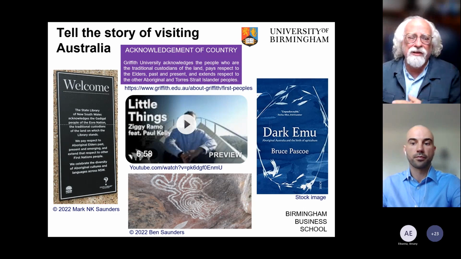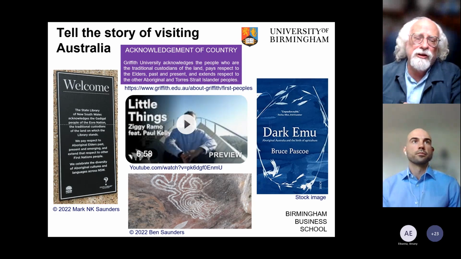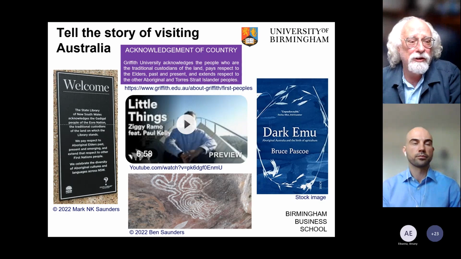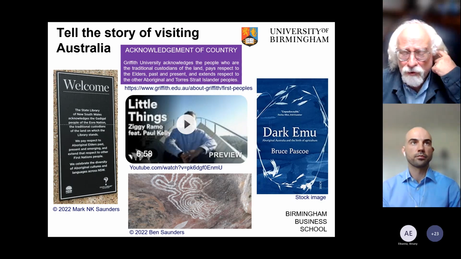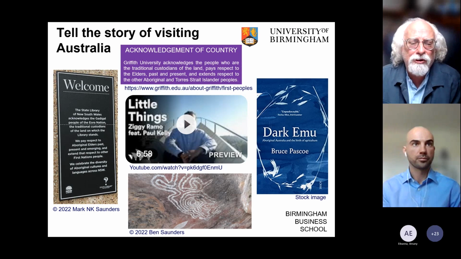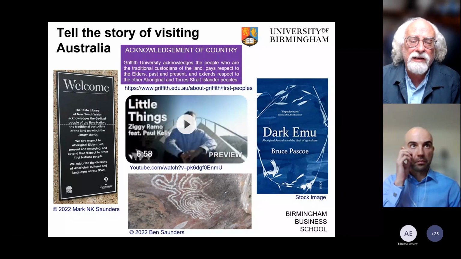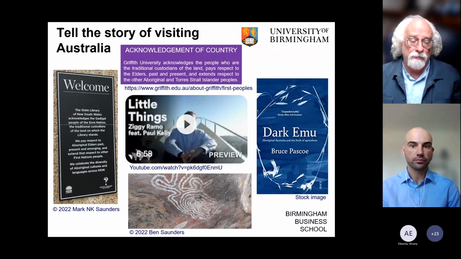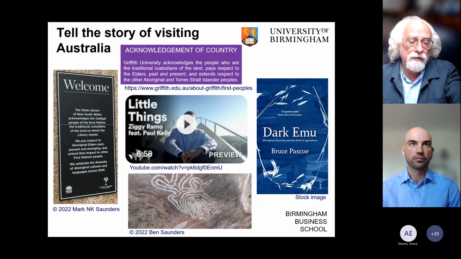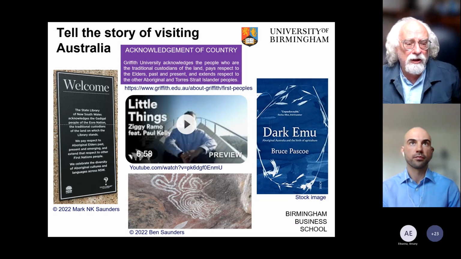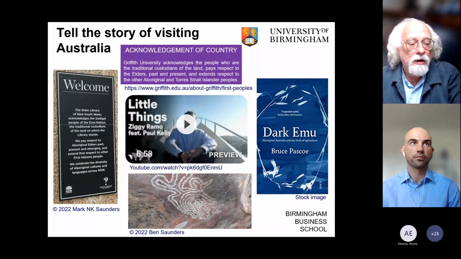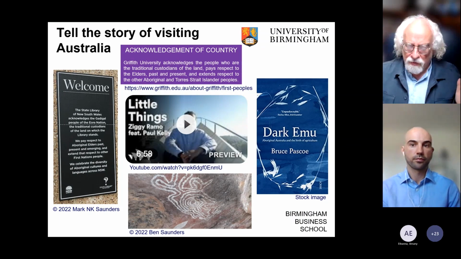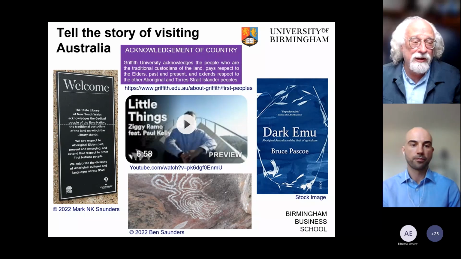you see signs like this. So at every single lecture in the university, there is an acknowledgement of country, where they talk about how Griffith University, where I was working, acknowledged the people who are the traditional custodians of the land, pays respect to the elders past and present, and extends respect to other Aboriginal and Torres Strait Islander peoples. You see things outside, for example, outside the New South Wales Library, acknowledges the people of the Eora Nation, the traditional custodians of the land on which this library stands. We celebrate that. So there's a real acknowledgement that something pretty terrible was done.